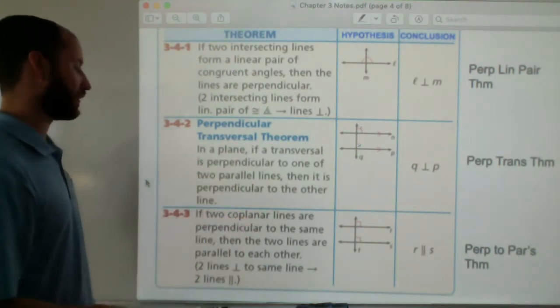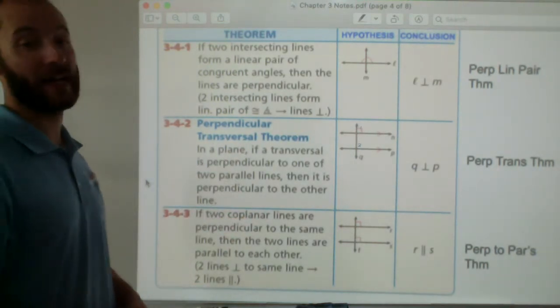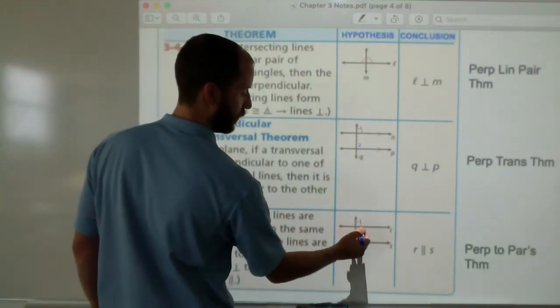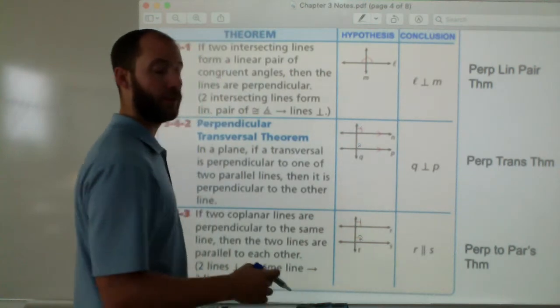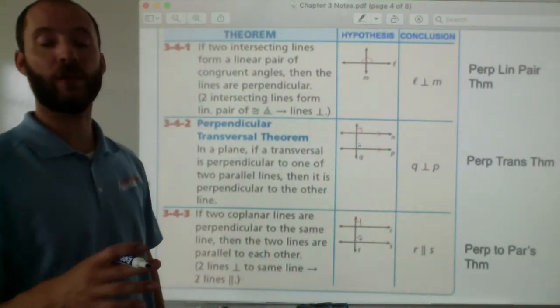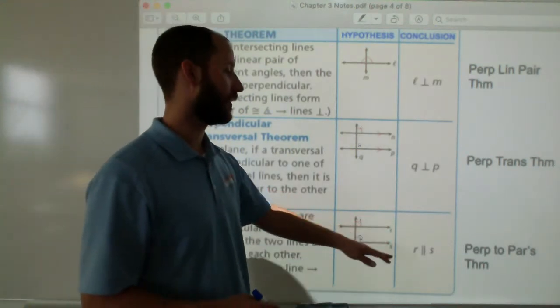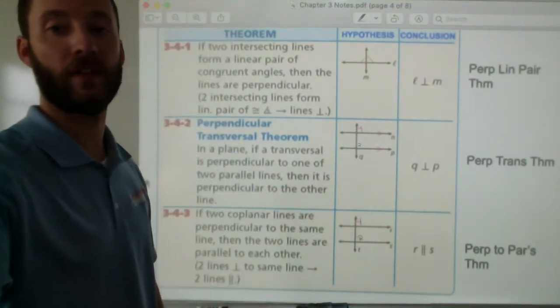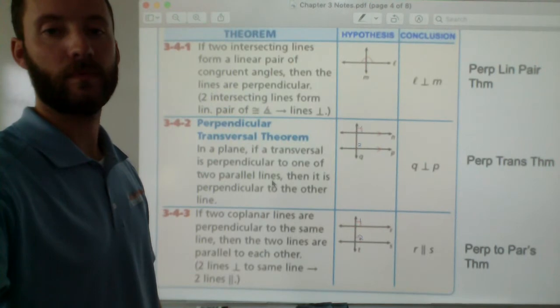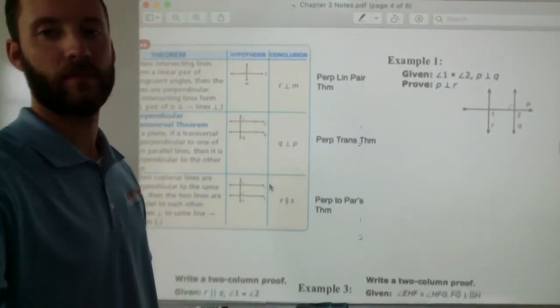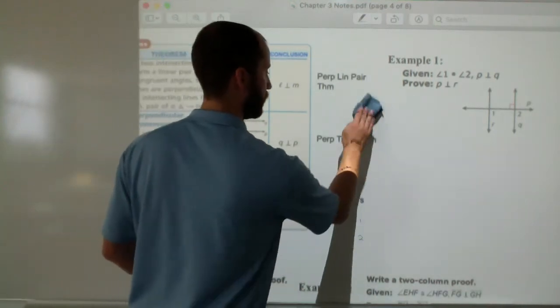If two coplanar lines are perpendicular to the same line, then the two lines must be parallel. So you have angle 1, angle 2. They're both 90 degrees. They're congruent. So by the converse of the corresponding angles postulate, R and S are parallel to each other. So let's take a look at how we can use those with example 1.